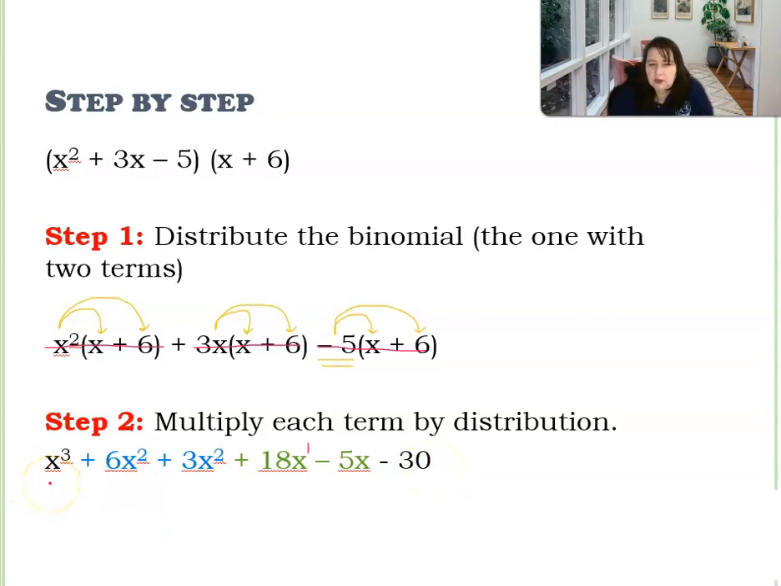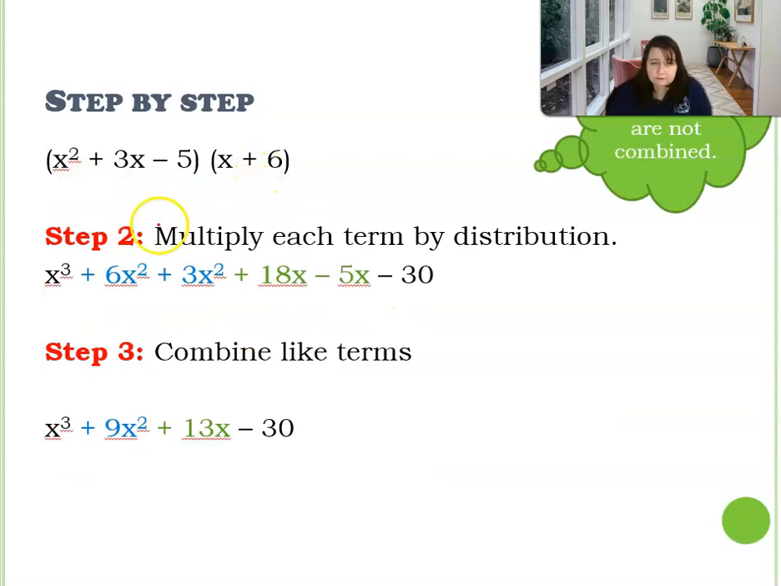I'm going to notice something about this, and I want to make sure you realize my next step is going to be combine like terms. But what I want to point out is x cubed and -30. In other words, my first and my last terms don't have anything to combine. They're on their own. That's typically how this works when you're doing distribution with polynomials. So let's go ahead and jump to the next slide.